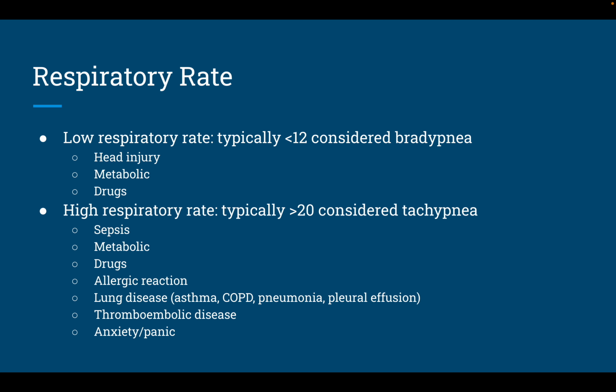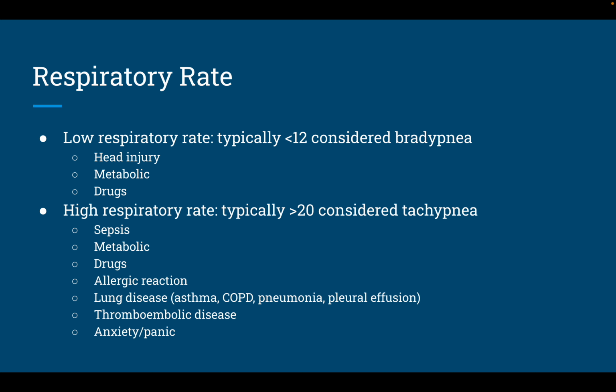A low respiratory rate, or bradypnea, is less than 12 respirations per minute. That can be seen with bad head injuries, different metabolic abnormalities, and certain drugs, medications, things like opioid medications can slow the breathing rate. High respiratory rate, or tachypnea, is considered over 20 respirations in a minute. And folks who are having overwhelming bloodstream infection like sepsis, you may see this, different metabolic conditions, different medications, allergic reactions or anaphylaxis can increase the respiratory rate.